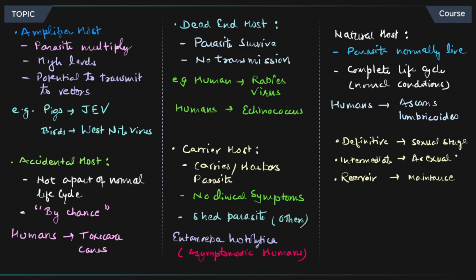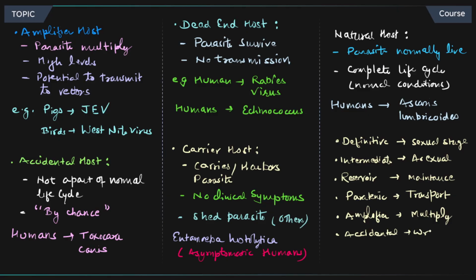Next, you have the paratenic host. And if you remember, the paratenic host is for transport of the virus, right? It's also known as transport host. Next is the amplifier host, where the massive multiplication will happen. So multiplication of the virus will happen. Then you have the accidental host, so wrong entry of the parasite into the wrong host.